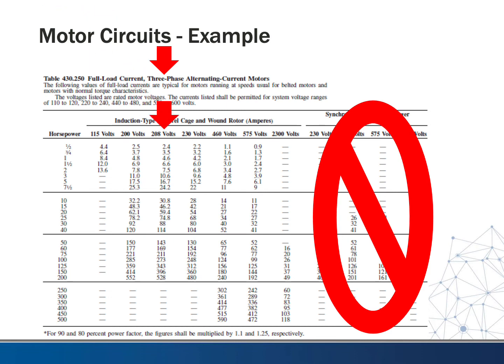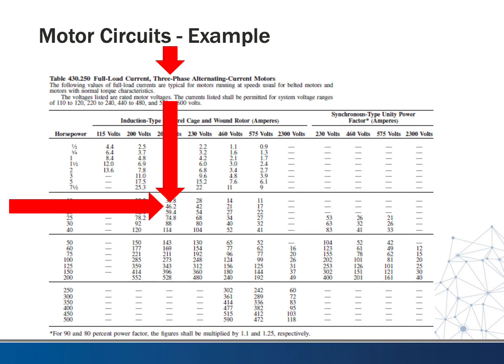And so we know the voltage is 208, so we'll be in that column there. And the horsepower was 15, so since we have all this laid out for us, then we just extend the two arrows here. And there we see that our full load amps should be 46.2 amps. So for a 15 horse 208, the full load amps is 46.2 amps. So this is our starting point.